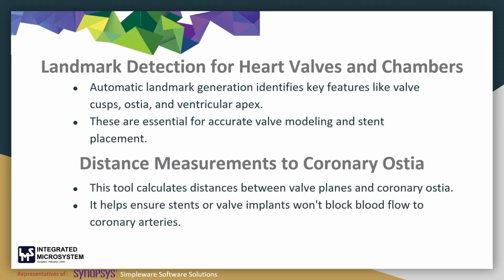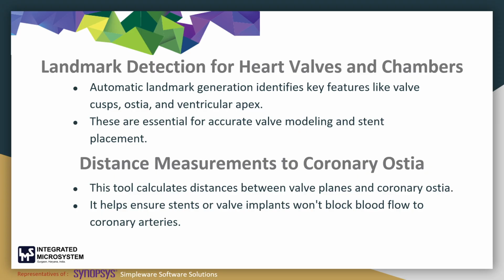Simpleware's automated landmarking feature identifies and labels key anatomical features such as valve cusps, aortic, mitral, pulmonary, tricuspid, coronary ostia, ventricular apex, annular planes, left ventricle outflow tract. The importance of these landmarks cannot be overstated.